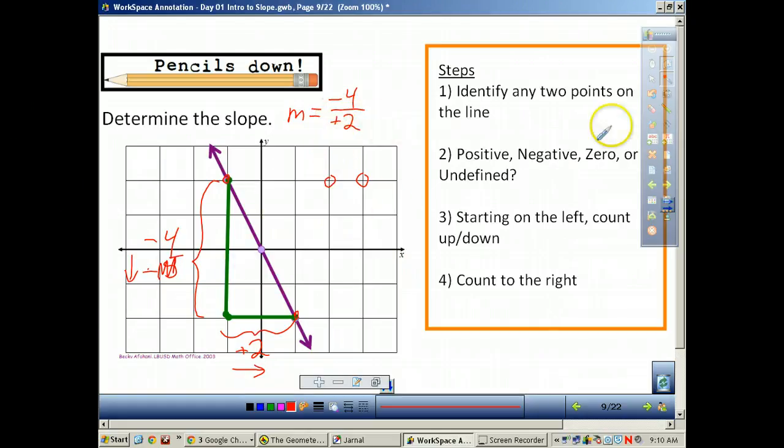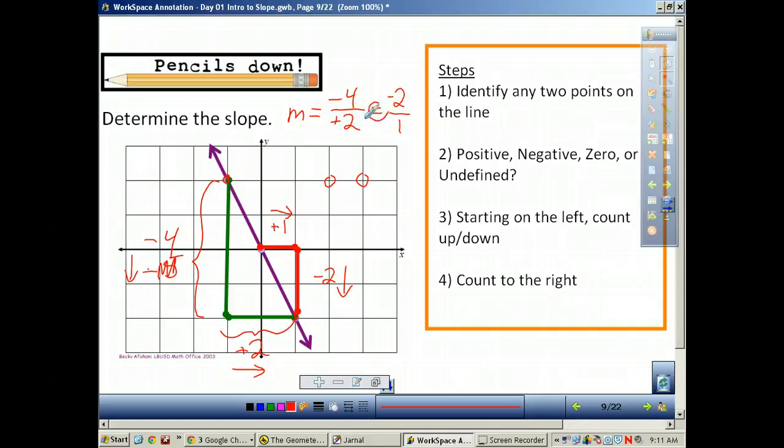What if we counted some other points? What if I counted about these right here? From here to here, and from here to here. So from here to here is positive 1 because we went to the right, and from here to here is negative 2. So the slope is negative 2 over 1. Are these equal to each other?